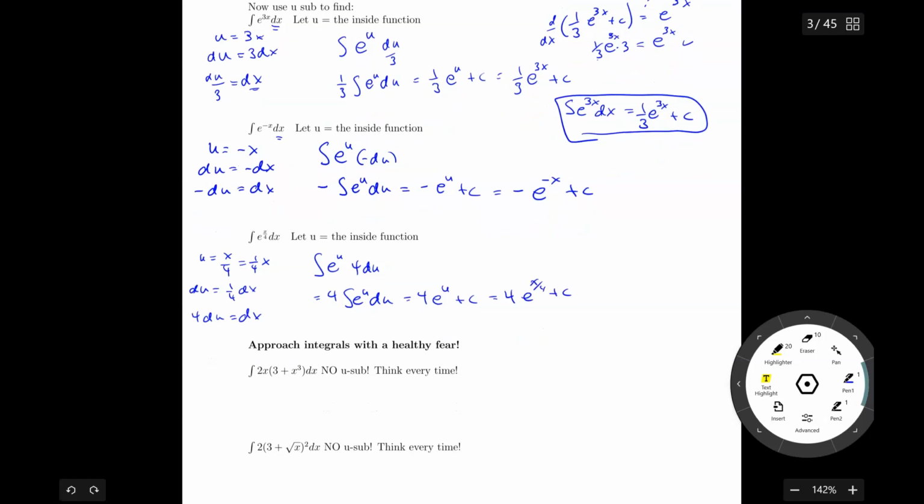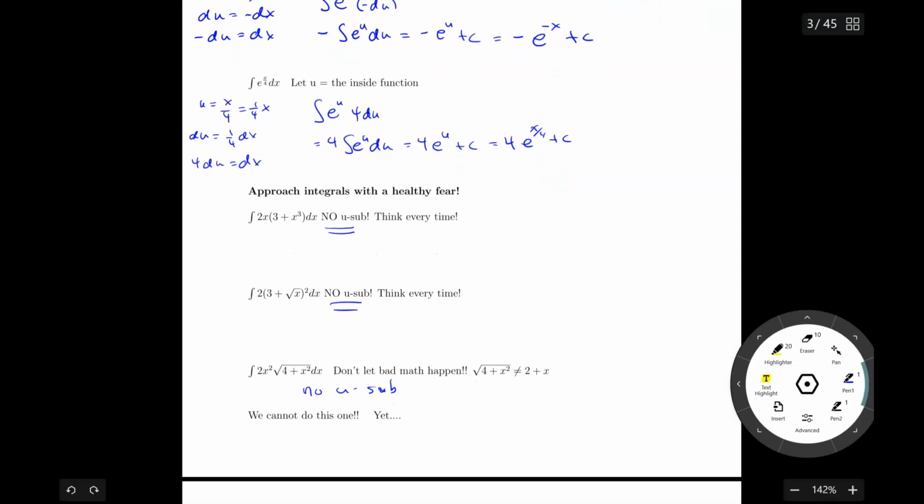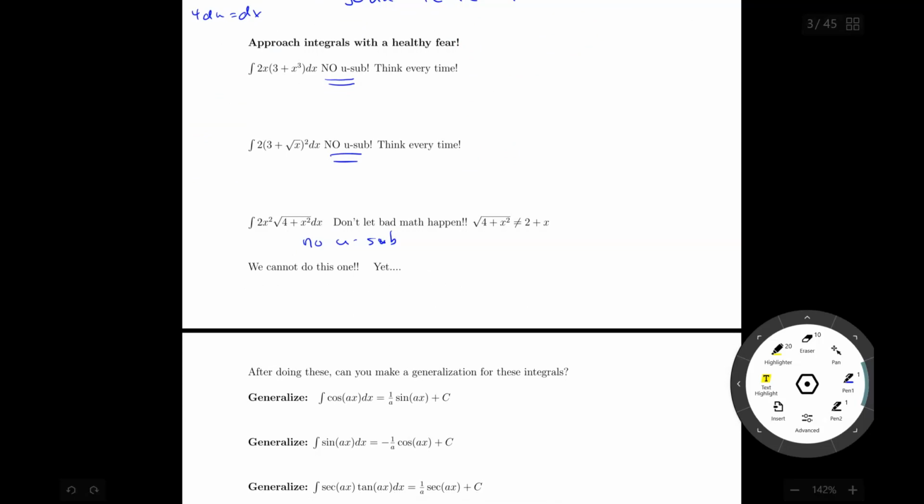All right, so you have to be careful. This u substitution is a tool that you cannot use every time. This u substitution will not work. This will not work for u substitution, and neither will this one. No u sub. We can't even do this integral. So you have to be careful that u substitution won't work all the time. I've given you some nice easy ones to look at. So let's look at these patterns in the next lecture.